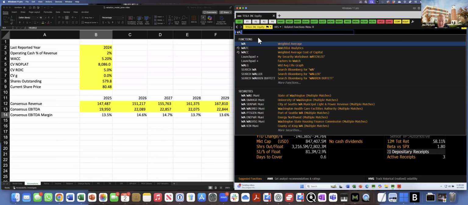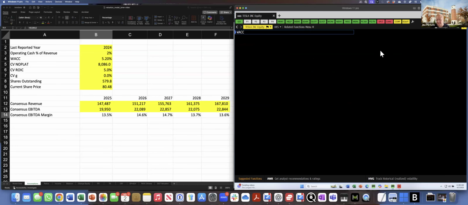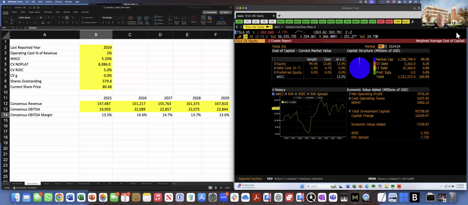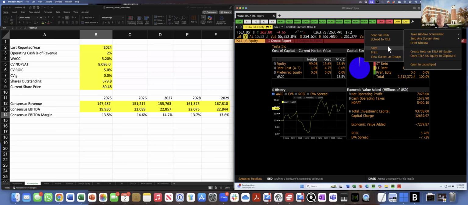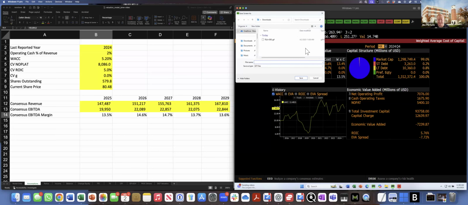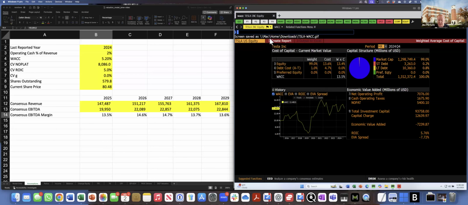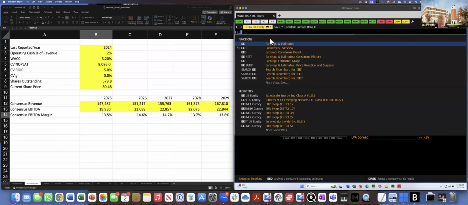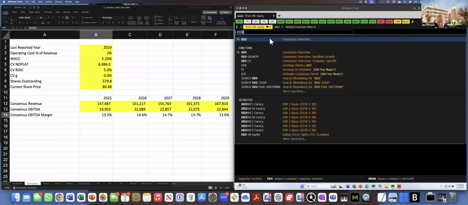Screenshot number 2 is we're going to need a WACC. And right now, Bloomberg is estimating Tesla's WACC at 13.5%. A lot of volatility there. So we'll go ahead and save that. TSLA WACC. We're going to need the EEO. So I'll grab that.